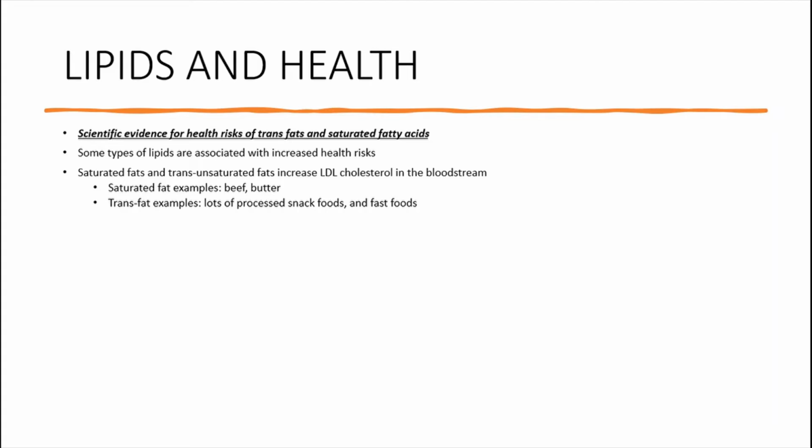Some examples of sources of saturated fats include animal products like beef and butter, and some sources of trans unsaturated fats include processed snack foods and fast foods, deep fried foods, etc. Cis unsaturated fats lower bad cholesterol. So examples of sources of cis unsaturated fats are almonds, vegetables, fish, and olive oil.